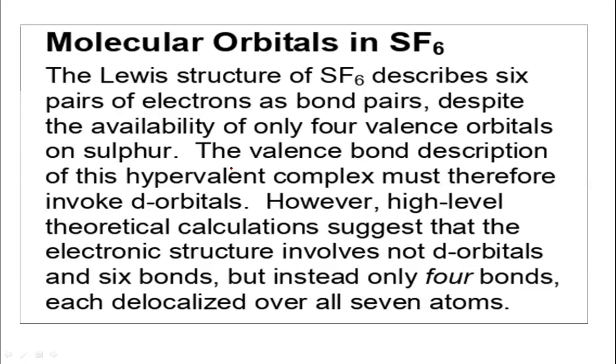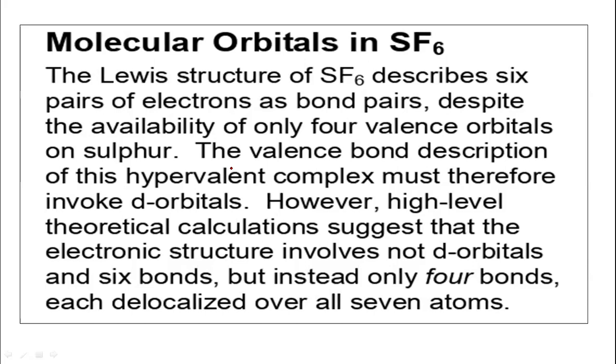And there are not 6 bonds. Actually 6 fluorine atoms are bonded to the sulfur atom, but the electronic structure shows that not 6 bonds are there, but instead only 4 bonds are there, because only 4 atomic orbitals are there in the case of the sulfur atom, 1 s and 3 p orbitals.